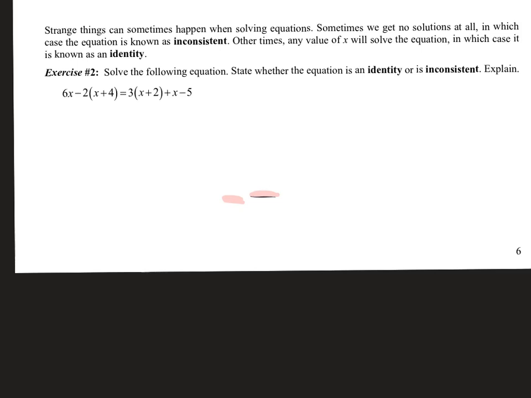So in exercise 2, they want us to solve it and then state whether it's an identity or inconsistent. So I'm going to distribute my -2 first.